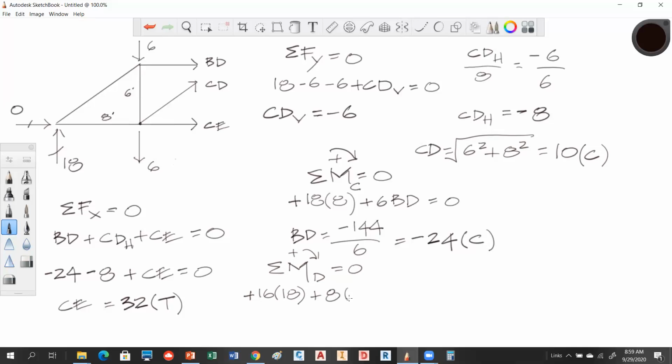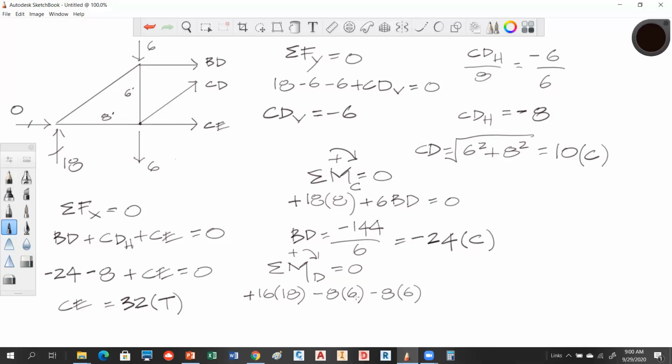Negative 8 times 6. Got to get your moment signs right. This one also, from sitting here and looking at it, is tending to turn that way. So that's also going to be a negative 8 times 6.